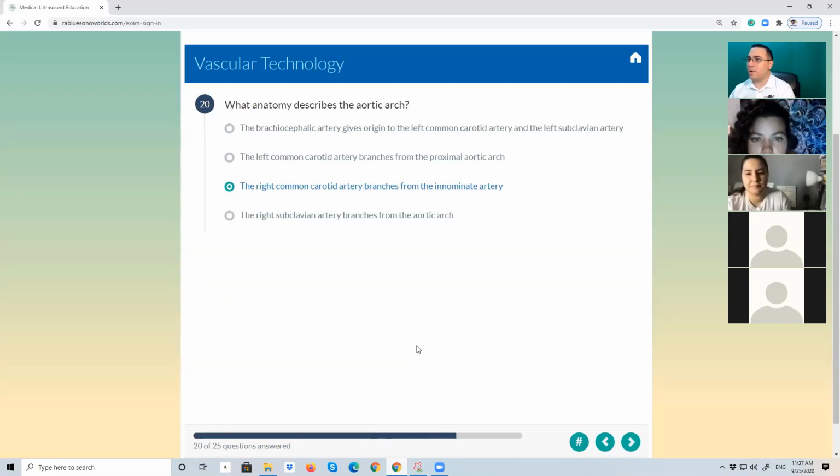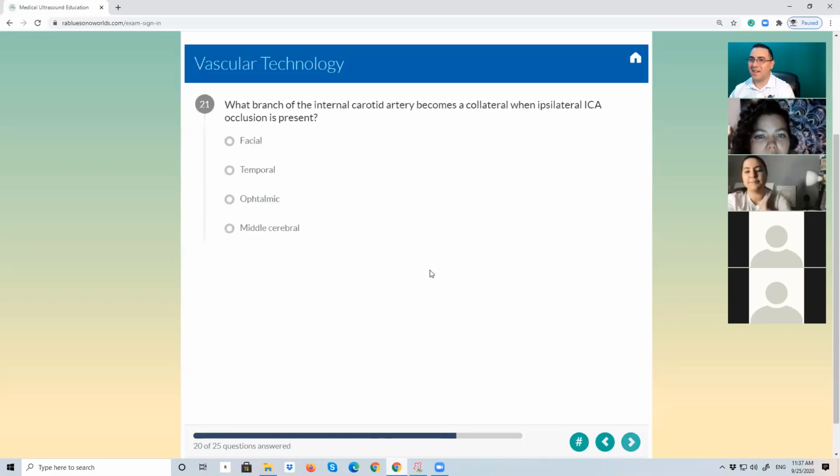And do you remember which is the most common anatomic variant for the aortic arch? When the left CCA branches from the innominate too. Yeah, they have a common origin. Perfect. That's the bovine arch. Very good. All right, let's go to the next one, 21.